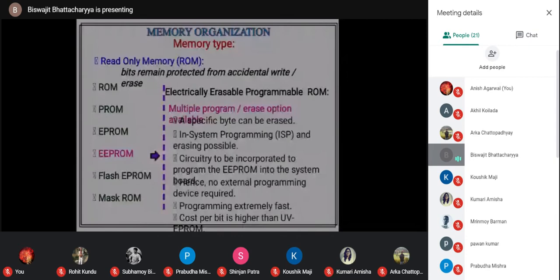The required circuitry for erasing is already incorporated in the E-square PROM IC as a part of the system, so ISP, or in-system programming, is naturally supported. The programming is extremely fast. But the cost per bit is obviously higher than that of UV EPROM.